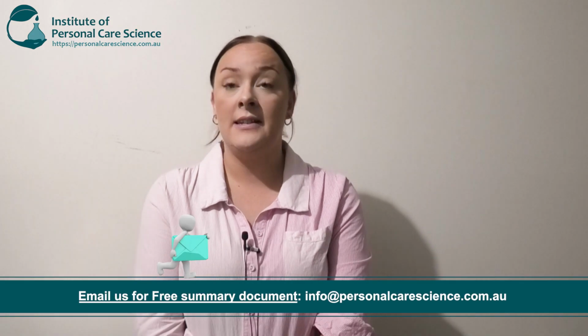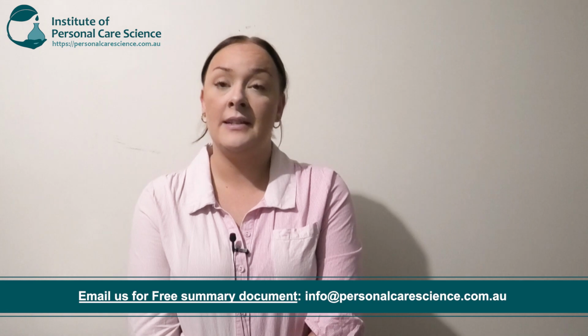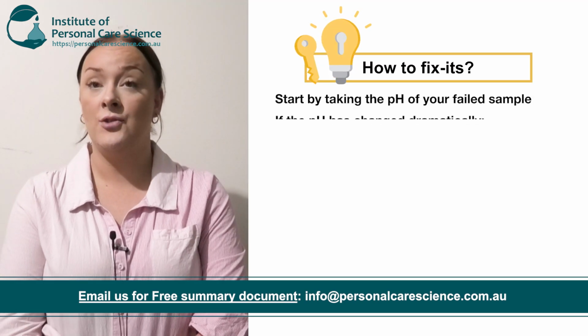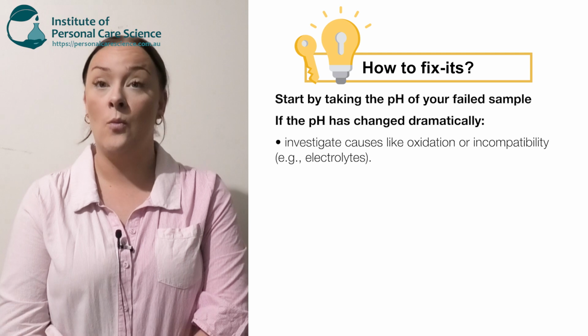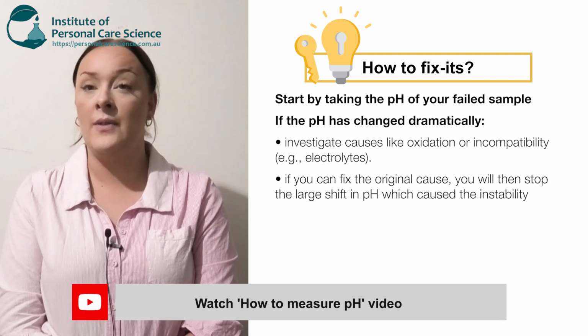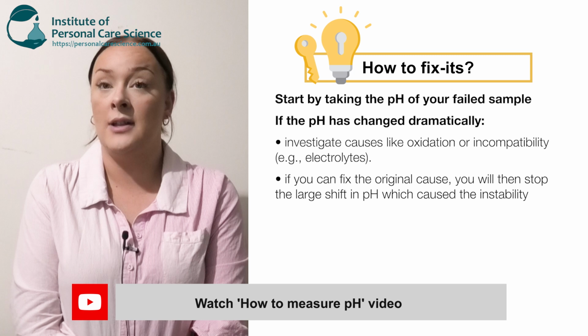Now, to investigate this issue and potentially fix the problem and prevent it, you will need to test the pH of your emulsion. If it has changed drastically, then you will need to investigate why this has happened. It can be caused from oxidation or any other type of incompatibilities like electrolytes, for example.